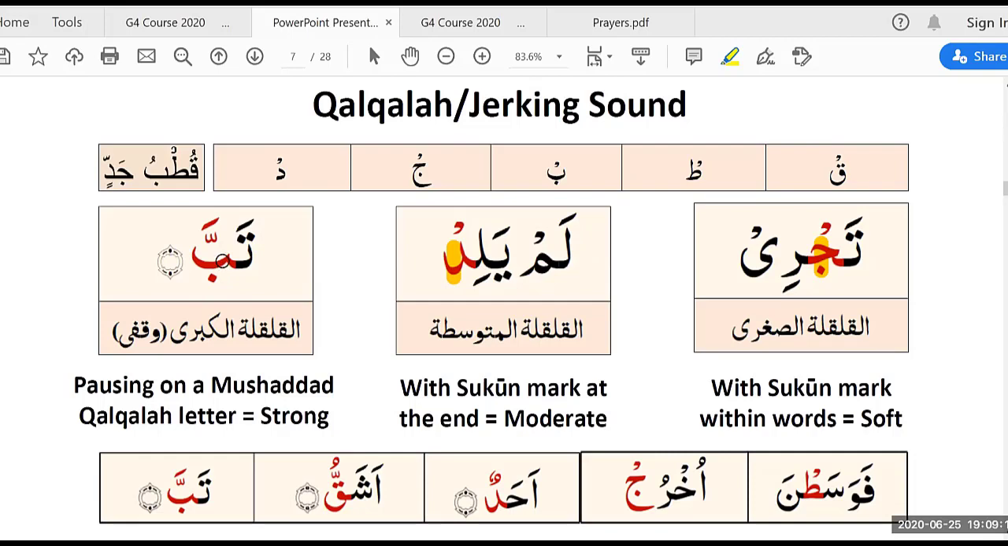Lastly, if we have a letter of Qalqalah at the end of a word, however, this time it is not sakin, it is not carrying the sign of sukoon. Instead, it has a shadda sign. So it is mushaddad. So if we pause on a mushaddad Qalqalah letter, then we are going to do a strong Qalqalah. Tab.